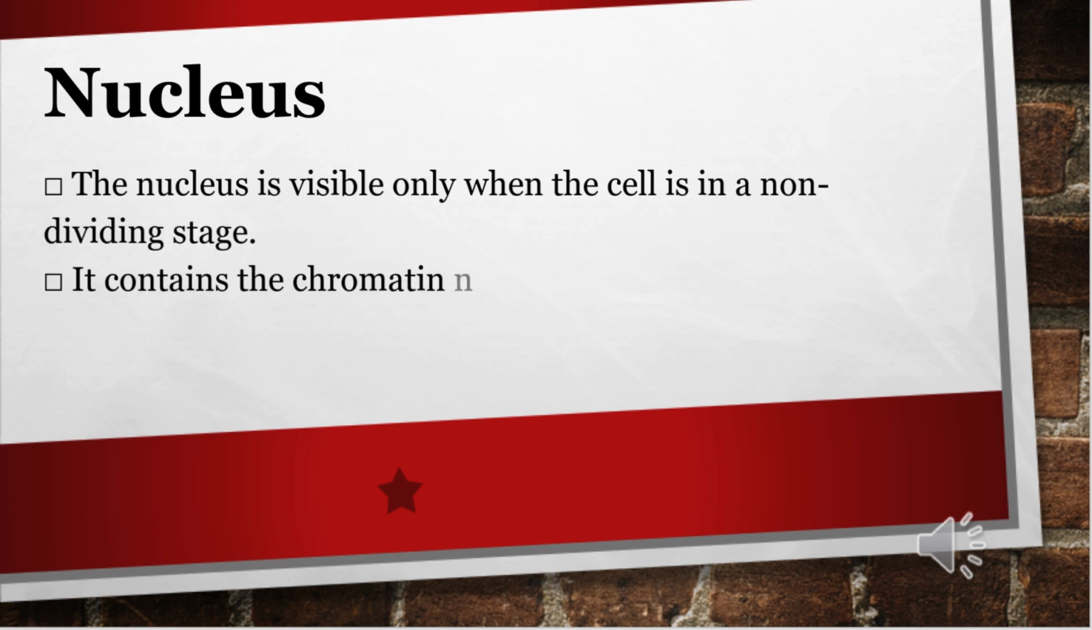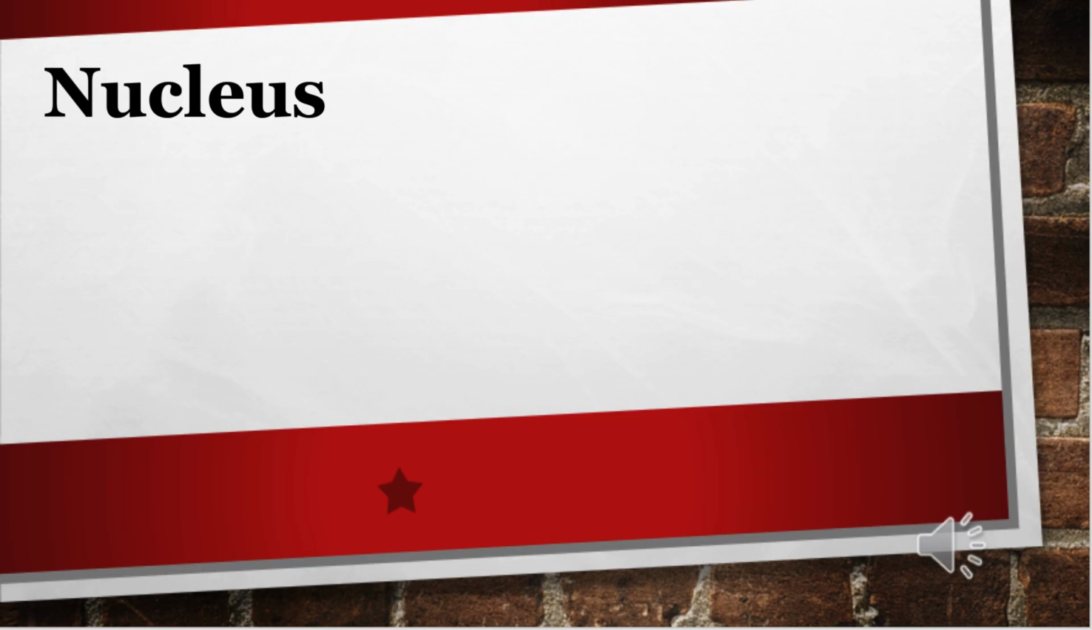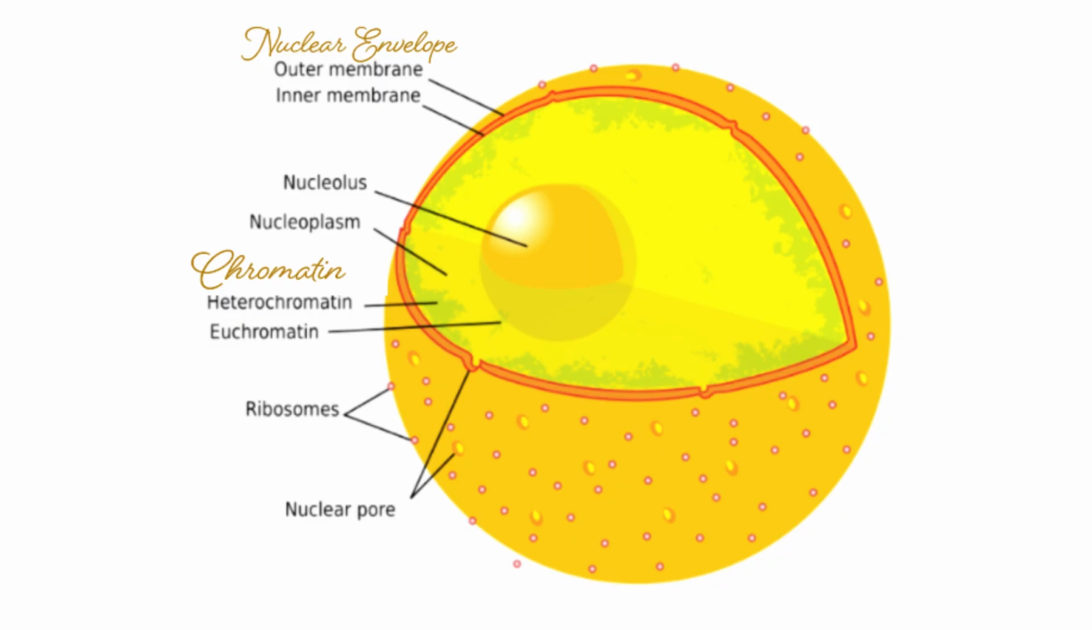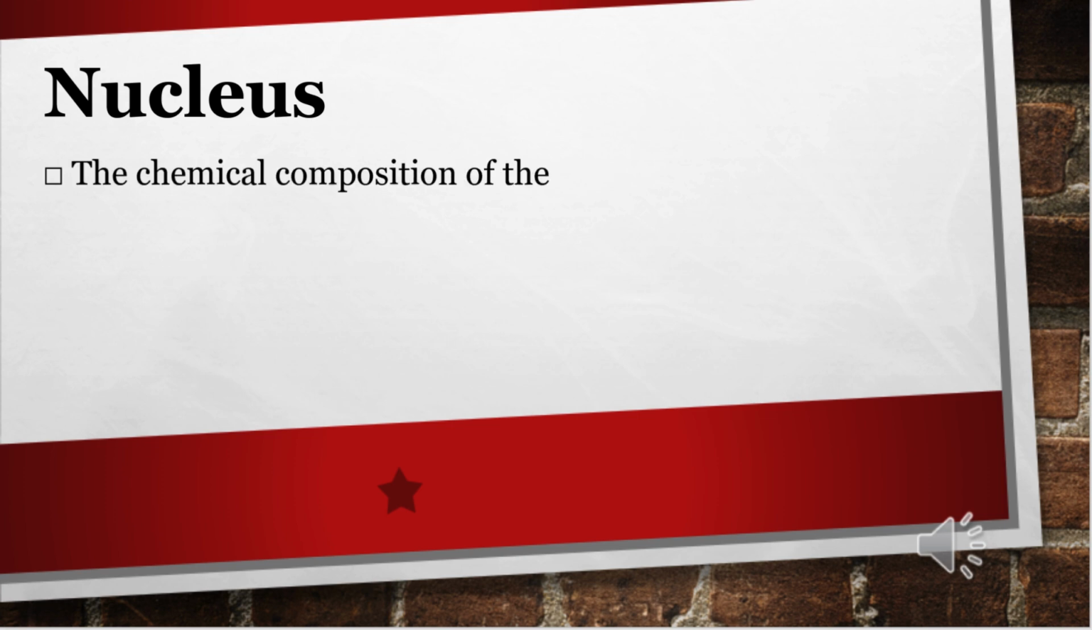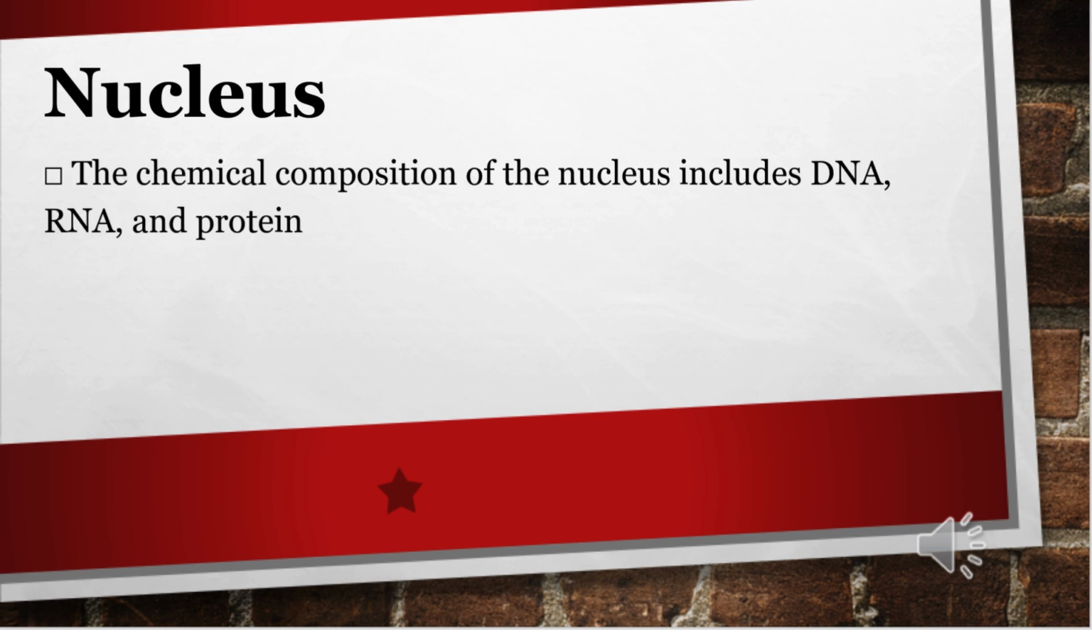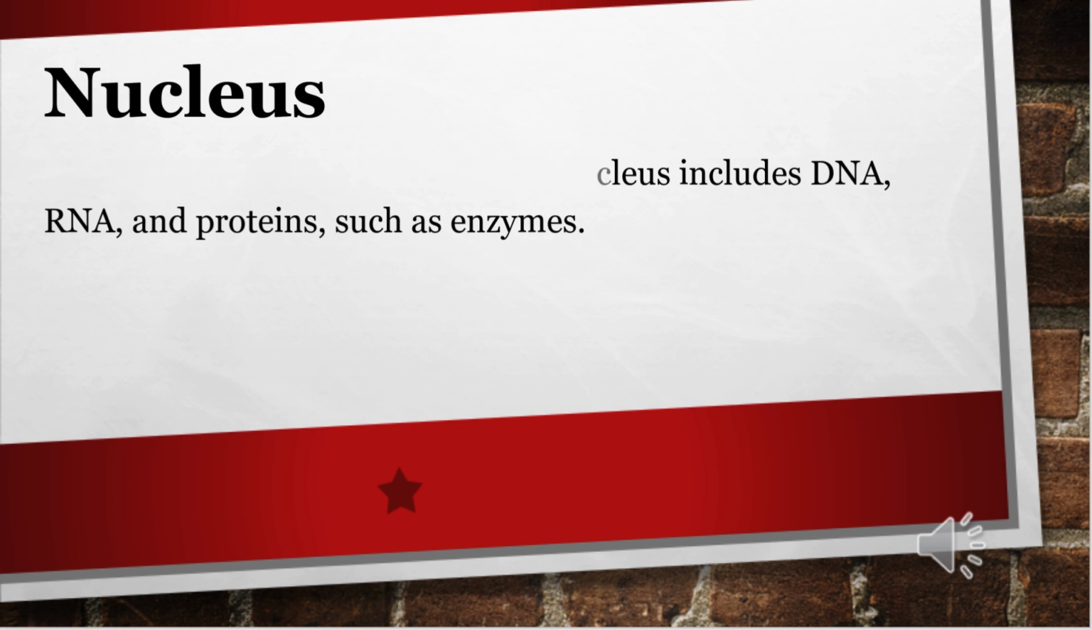It contains a chromatin network and a soluble sap known as nucleoplasm. During cell division, the nucleus disappears and the chromatin condenses into chromosomes. These chromosomes carry the hereditary material, which regulates and controls all the activities of the cell. The chemical composition of the nucleus includes DNA, RNA, and proteins such as enzymes.